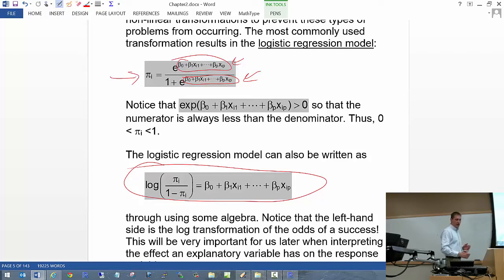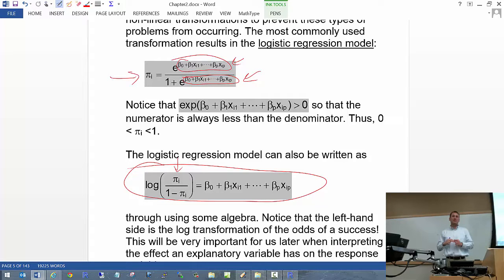But what's really cool is this. What's the stuff inside this natural log part here? Pi sub i over 1 minus pi sub i. What's another name for that? Odds of success. So what we're doing is we're relating the log odds of a success to a linear combination of my betas and my x's.